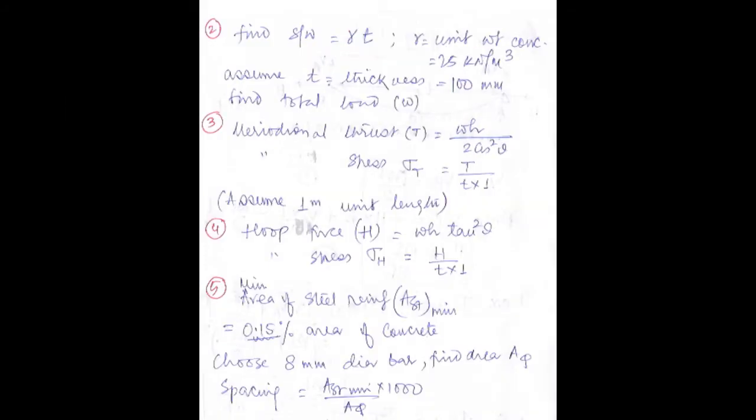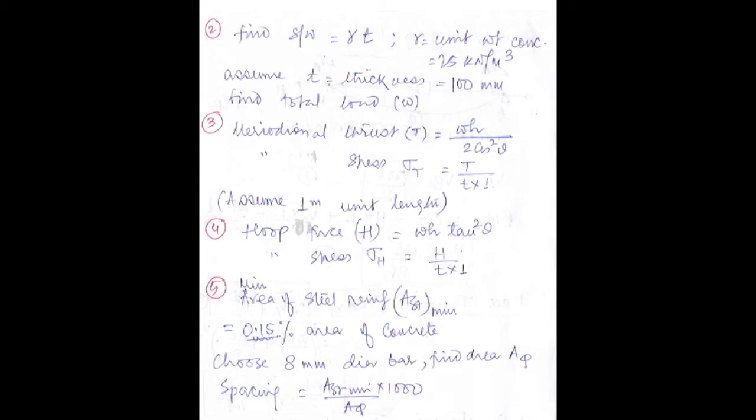Second step, we have to find the self weight of the dome. So self weight is equal to gamma into T, where gamma is the unit weight of the concrete. It is given as 25 kilonewton per meter cube. You have to remember this value because these are all the standard values. So assume the dome thickness as 100 millimeter. So by this way you can find the total load, that is the unit weight multiplied by the thickness.